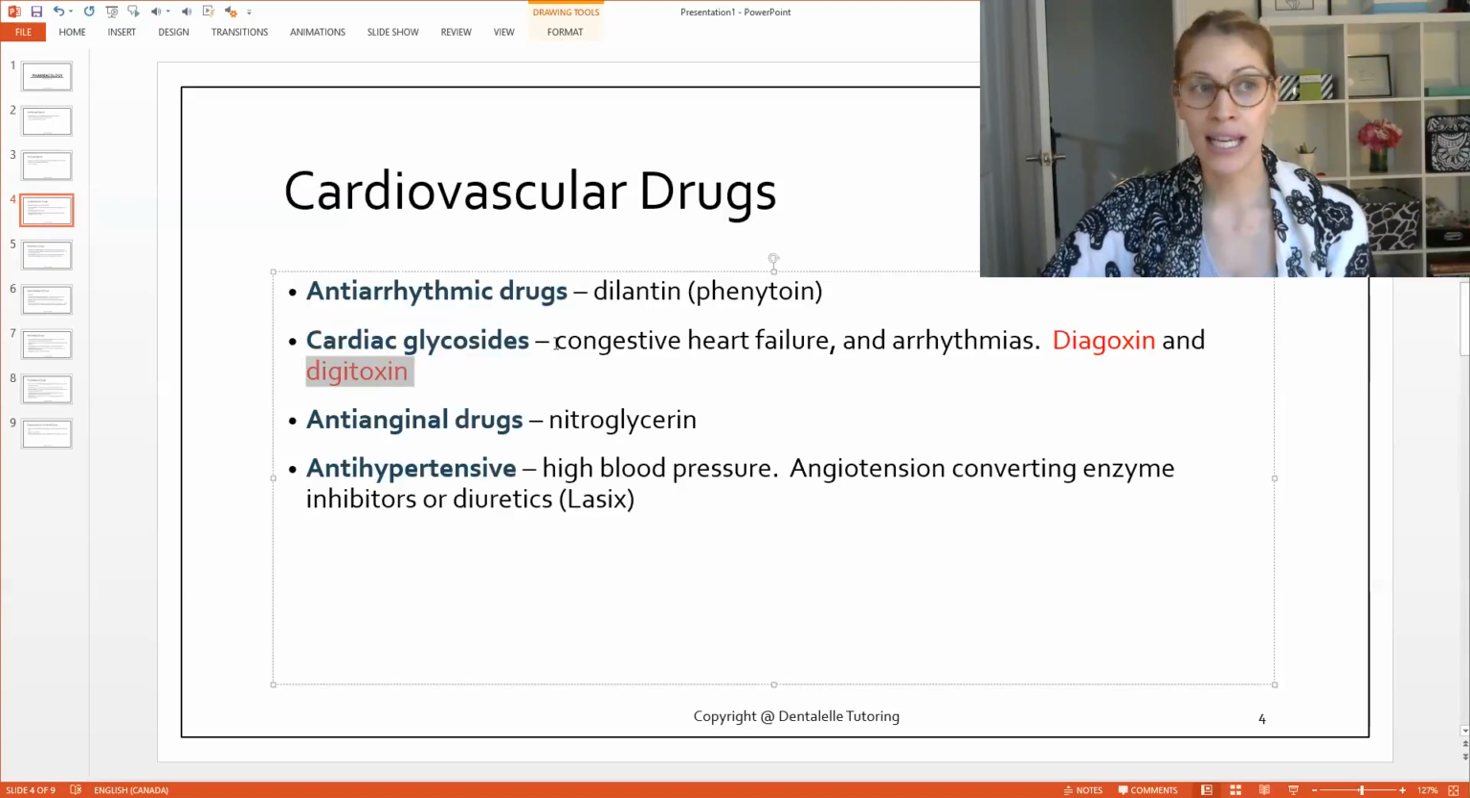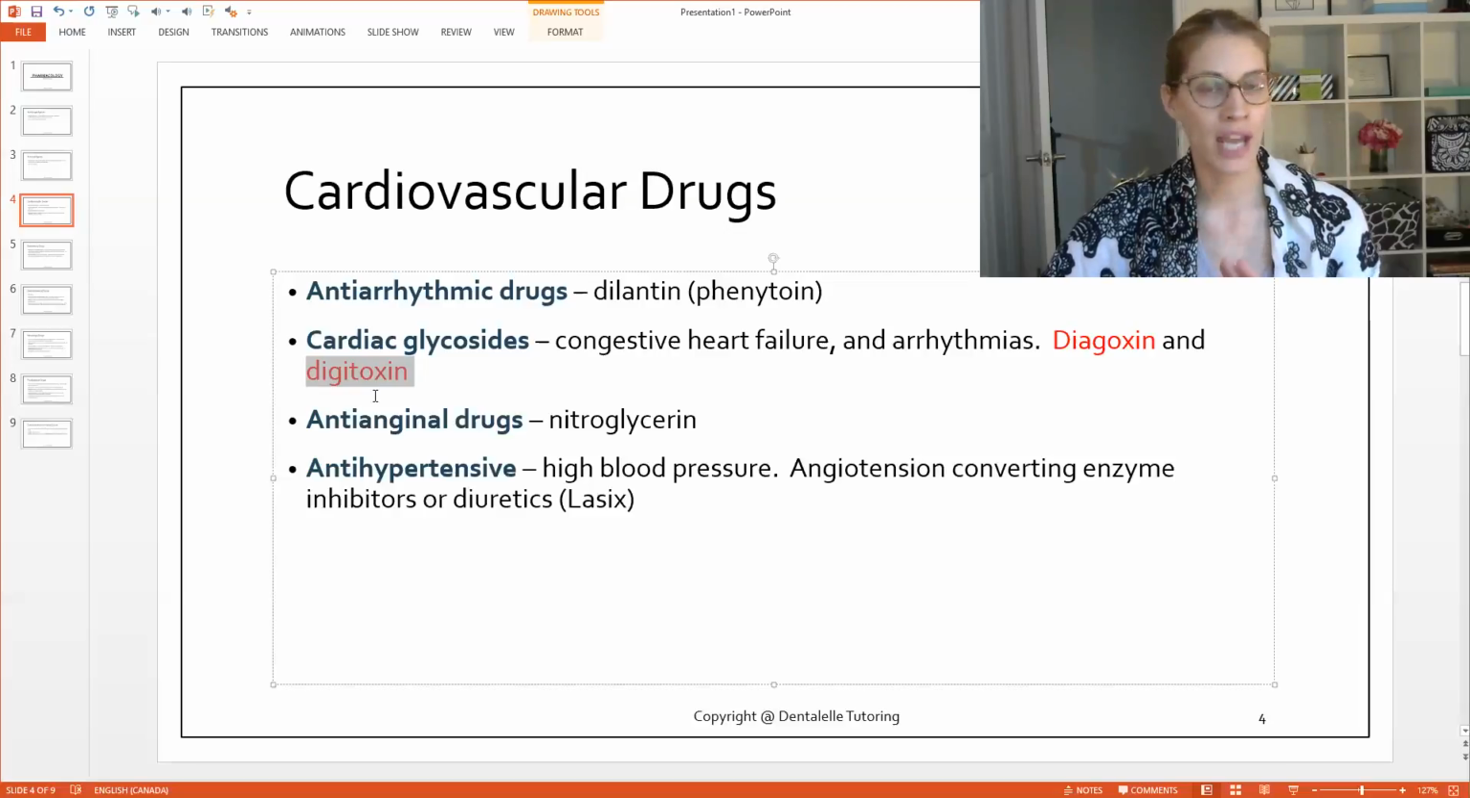Another category is the anti-anginal drugs. Everybody would have heard of this. This is the nitroglycerin. So if the patient has experienced angina, that is when they feel like they're actually having a heart attack. They feel like they're not able to breathe properly. They could be anxious and just not able to breathe properly, but they're actually having an anginal attack, not a heart attack, but it could lead to a heart attack.